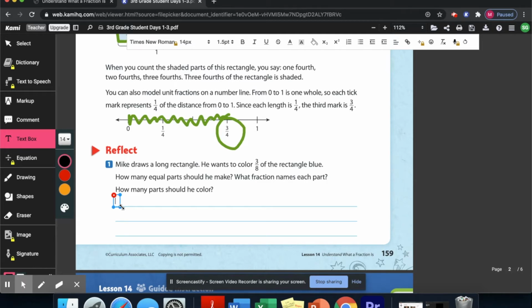So for reflect, it says Mike draws a long rectangle. He wants to color 3/8 of the rectangle blue. How many equal parts should he make? What fraction names each part? How many parts should he color? Notice there's 3 questions. You need to answer all of the questions that you're given.